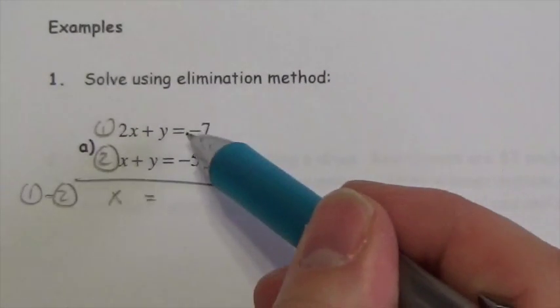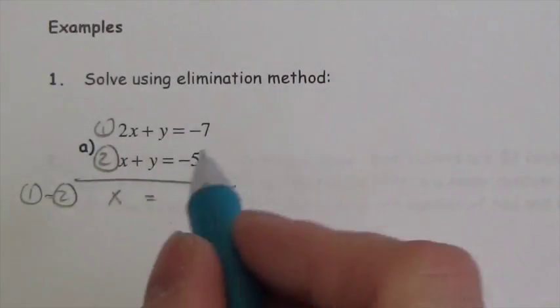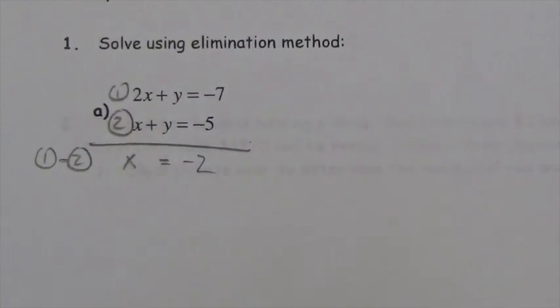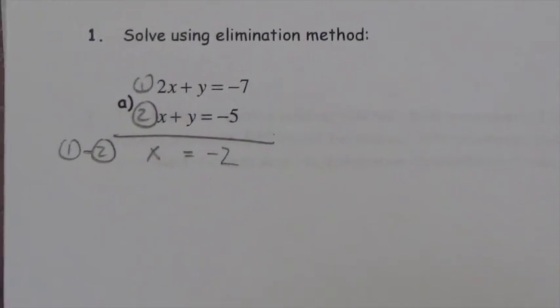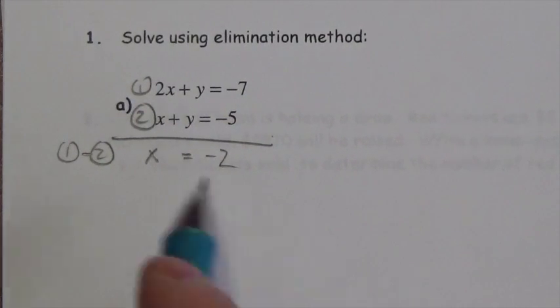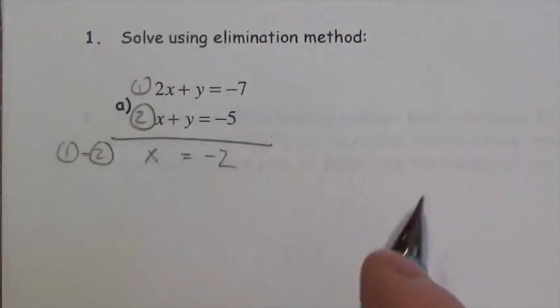Now be careful. Negative 7 minus negative 5 is actually negative 7 plus 5, so it's going to be negative 2. So immediately I get out of this x is equal to negative 2. Now, with the substitution method, you have a ready-made tool for finding the other coordinate that you didn't use. Here you don't. It's a little quicker to find the answer for one of them, but to find the other one, you've got to plug that back in.